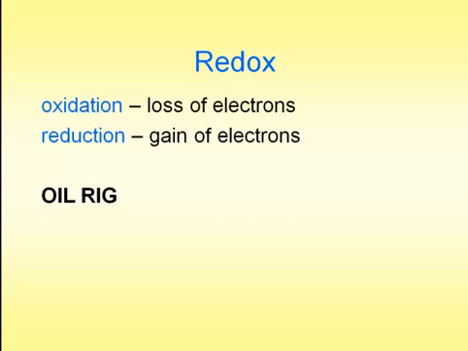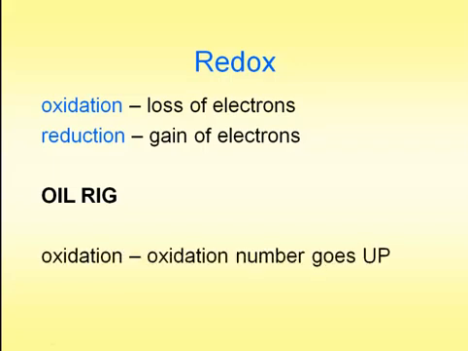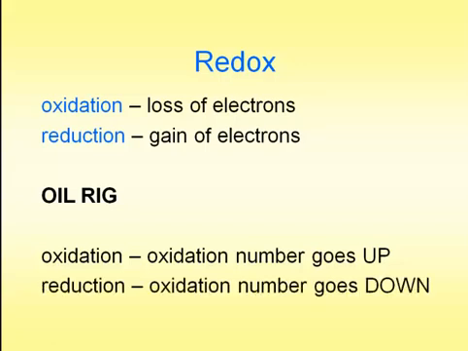These two processes cannot occur separately. For something to be reduced, for it to gain electrons, something must simultaneously be oxidized. For something to gain electrons, something else has to lose them. You can't have reduction without oxidation, and vice versa. If an element is oxidized, its oxidation number goes up. And if an element is reduced, its oxidation number goes down. Think of it like reduction equals the oxidation number is reduced.